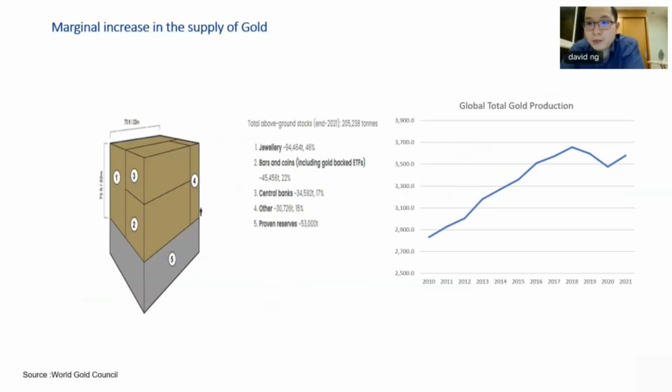Now, so that's pretty much the demand perspective. We just look at supply. Like I mentioned earlier, supply for gold is actually very fixed. There's always a fixed amount of gold, whether it's onland or offland, or through recyclable gold. I think pretty much the supply is quite fixed.